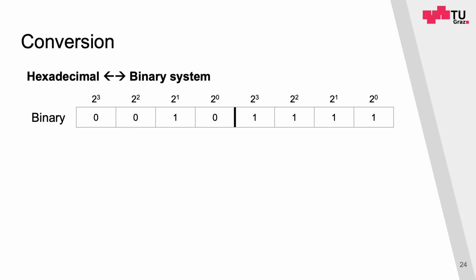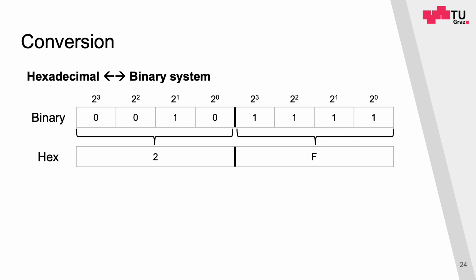For example, if we start at the rightmost position, we have 2 to the power of 0, 2 to the power of 1, 2 to the power of 2, 2 to the power of 3. So we have now written down the values for 4 bits. And then we again start at 0: 2 to the power of 0, 2 to the power of 1, 2 to the power of 2, 2 to the power of 3. So after each 4th bit, we start at position 0 again. And then we can convert those 2 groups of 4 bits into their hexadecimal value.